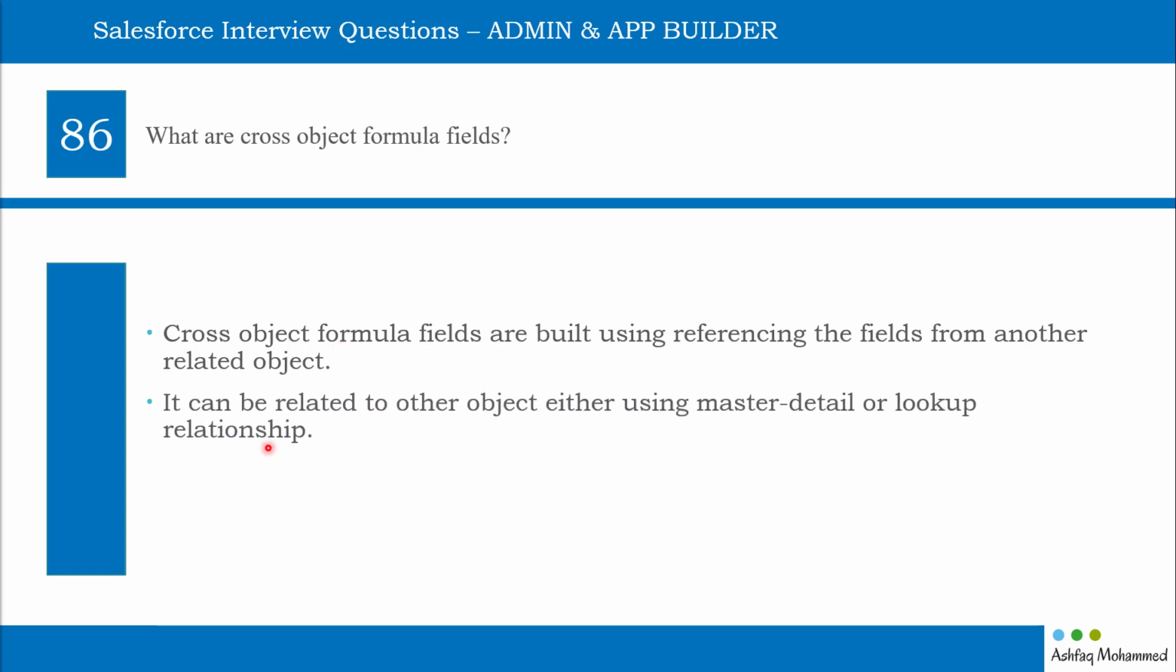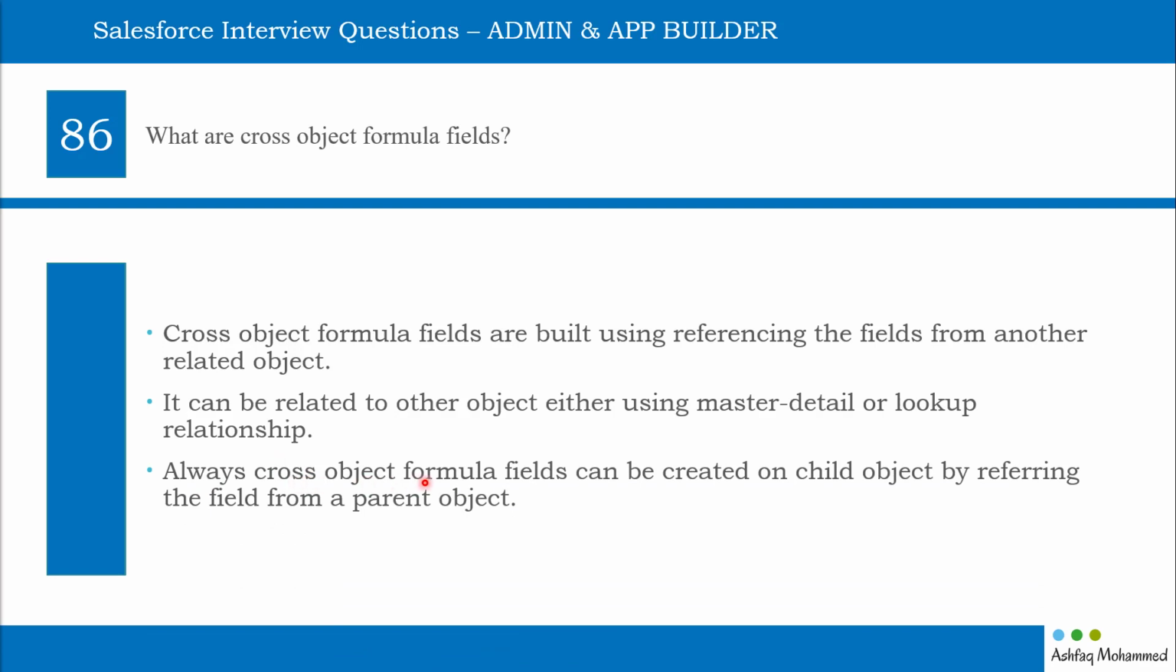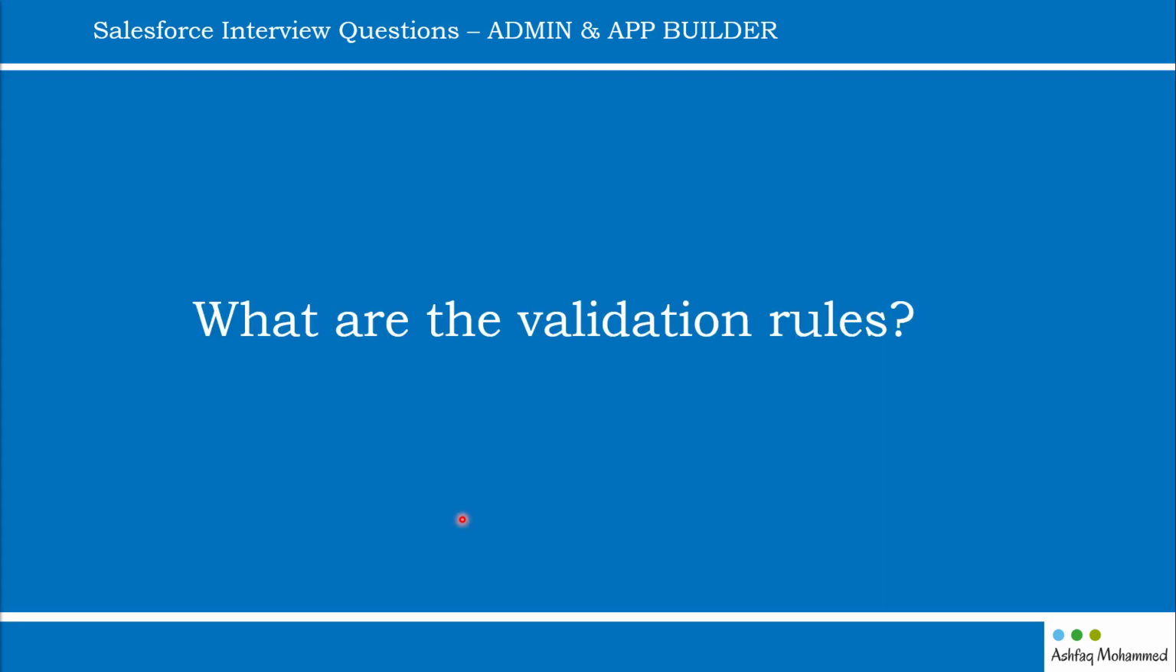Okay. So it can be related to another object either using a master detail relationship or a lookup relationship. Okay. It cannot be between two unrelated objects. This is important, right? It should have some relationship, whether it is a master detail relationship or a lookup relationship. Always, cross object formula fields can be created on the child object, by referring to the field from the parent object. So I can show the data of a parent on a child object. I cannot show the other way using cross object formula field.